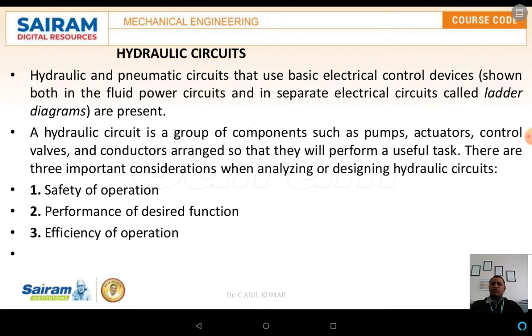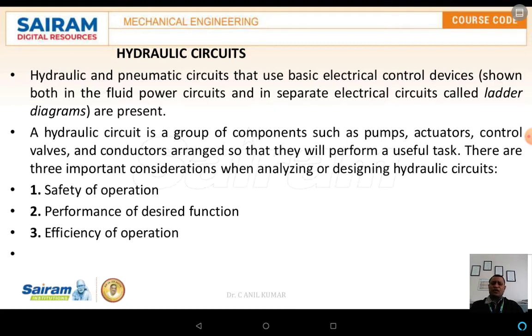The next part we are discussing is with respect to hydraulic circuits. Hydraulic circuits play a major role in any hydraulic system, or fluid power system, or in the case of pneumatic power systems. These hydraulic circuits, whether fluid or pneumatic, have basics that are the same as those of electrical circuits.